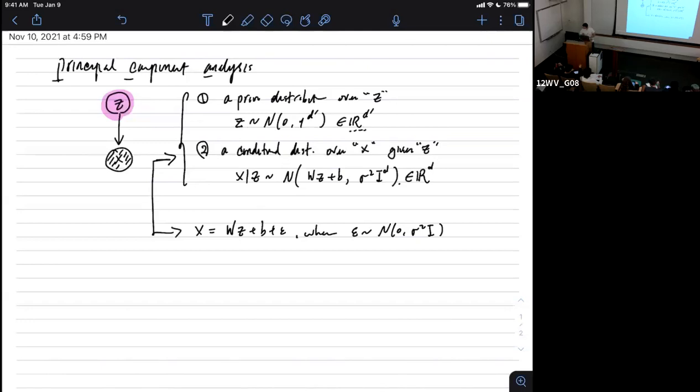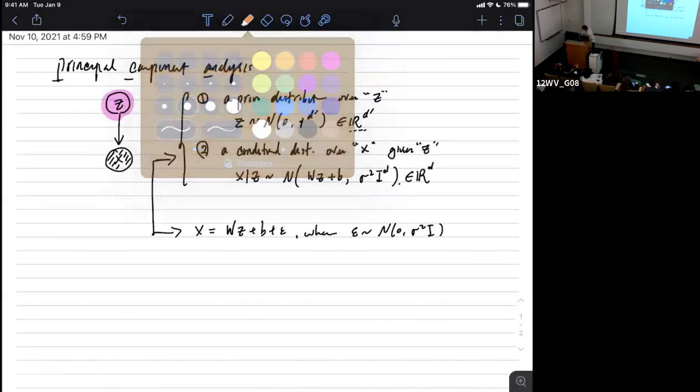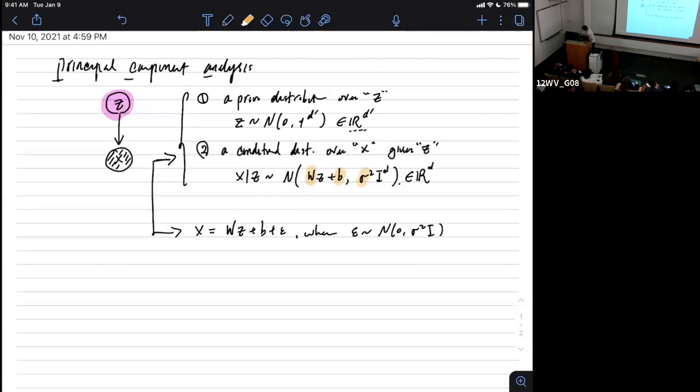Now, for W and B and sigma, what we're going to say for now is that sigma is fixed. We're going to say somebody gave us this sigma squared. And then W and B, we're going to estimate them.